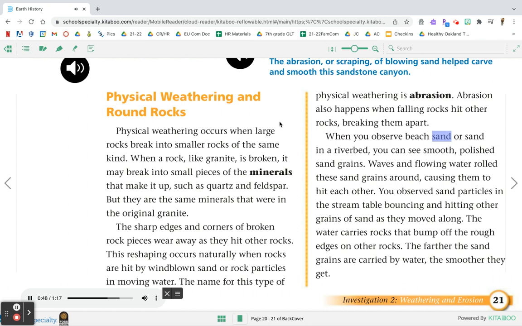When you observe beach sand or sand in a riverbed, you can see smooth, polished sand grains. Waves and flowing water rolled these sand grains around, causing them to hit each other. You observed sand particles in the stream table bouncing and hitting other grains of sand as they moved along. The water carries rocks that bump off the rough edges on other rocks. The farther the sand grains are carried by water, the smoother they get.